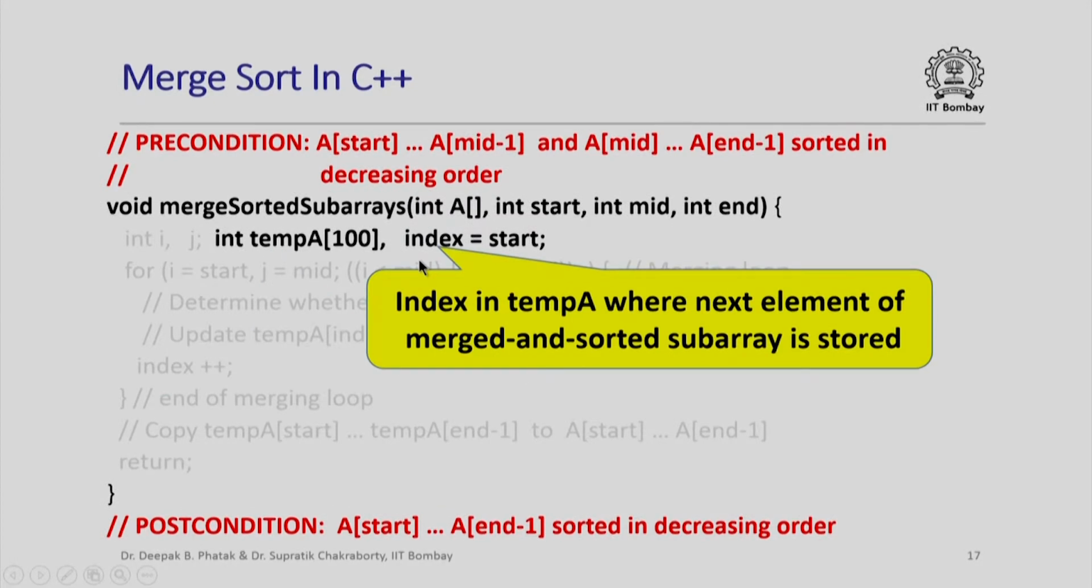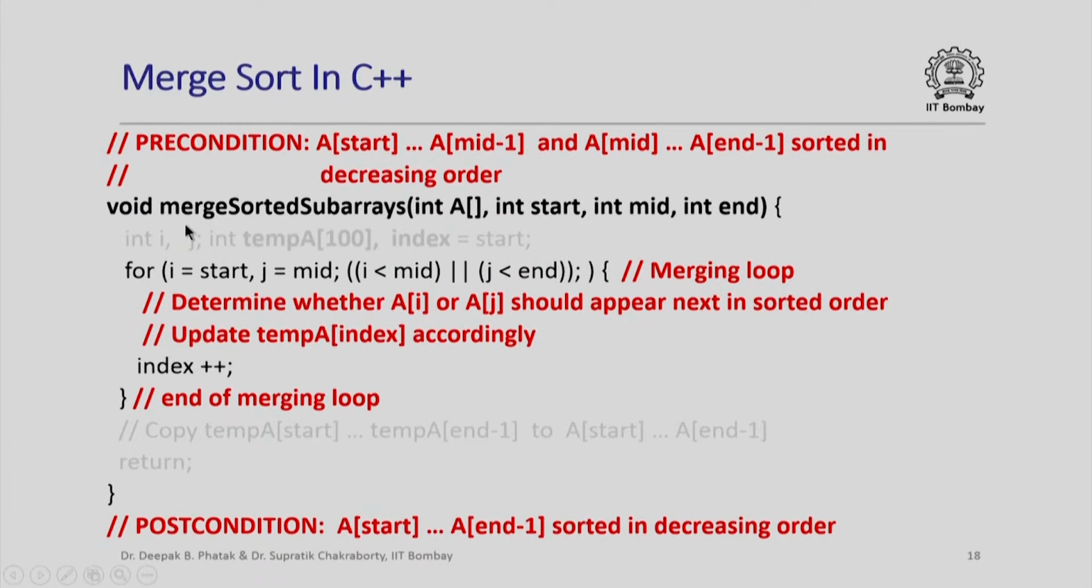This integer variable index basically tells us where the next element of the merged and sorted subarray should be stored in the array temp A. So let us see how we might use them in doing this operation of merging sorted subarrays. So here is our central and important merging loop.